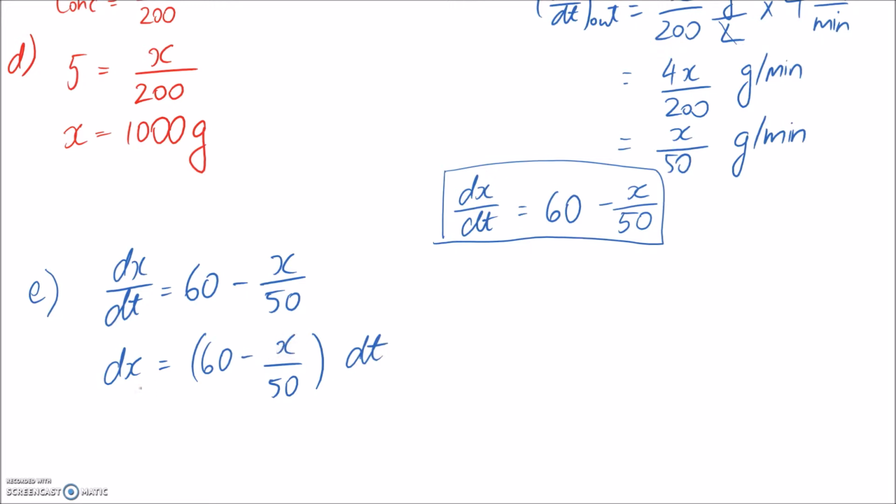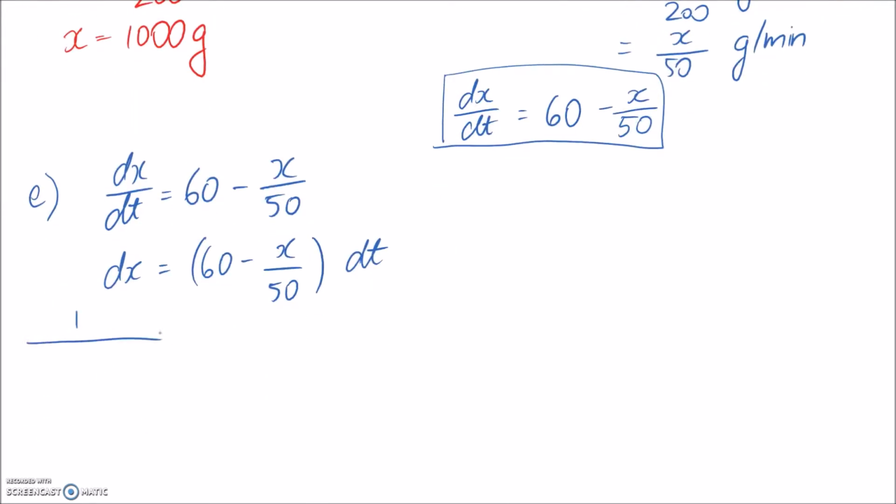Now I need to make sure all the x's are on the same side of the equation. So to make that happen, I'm going to divide by what's in the brackets here, so the 60 minus x on 50. So when that comes to the other side, it's going to end up being 1 over the 60 minus x on 50 dx. The only thing left on the right then is dt. So at this point, I can see that I've achieved my separation goal. So what I can do is integrate both sides.